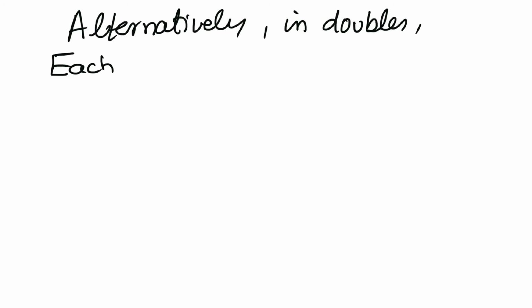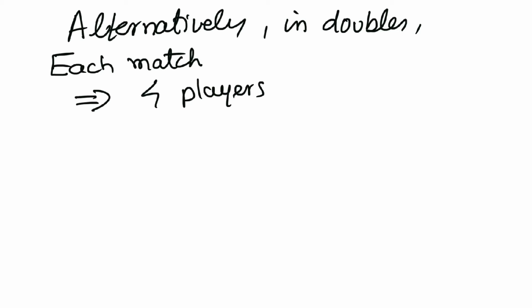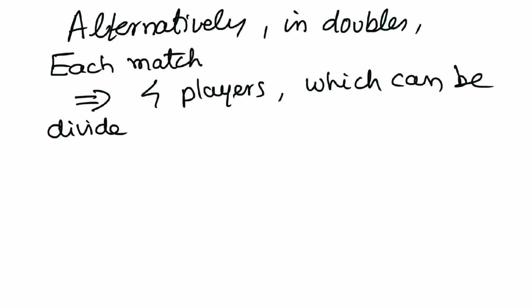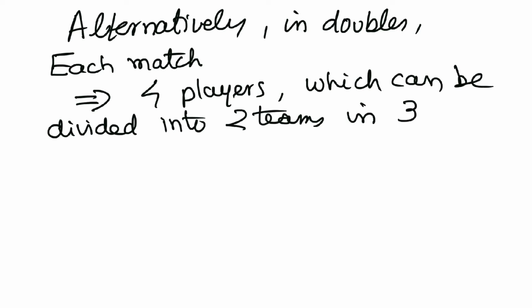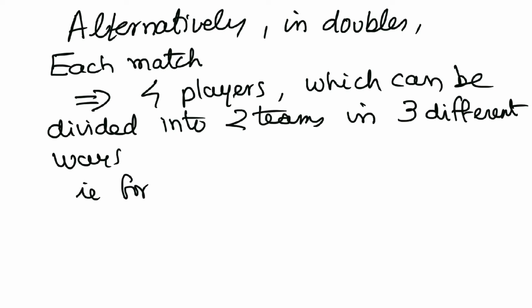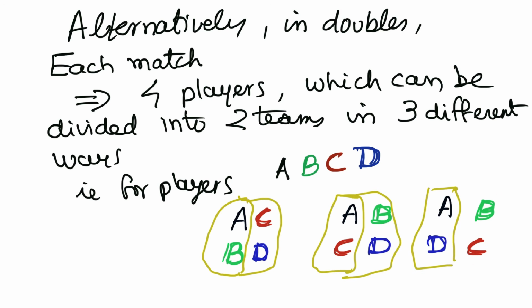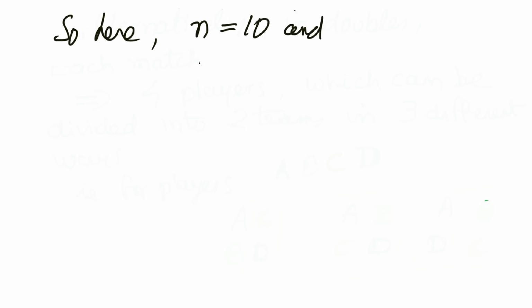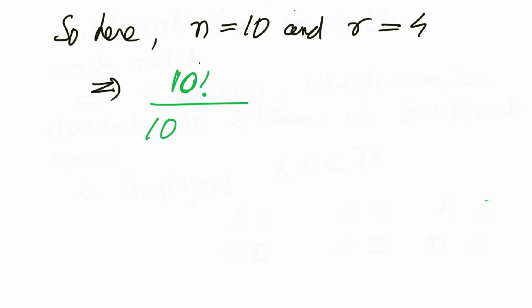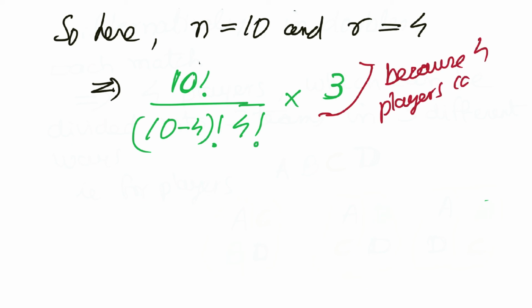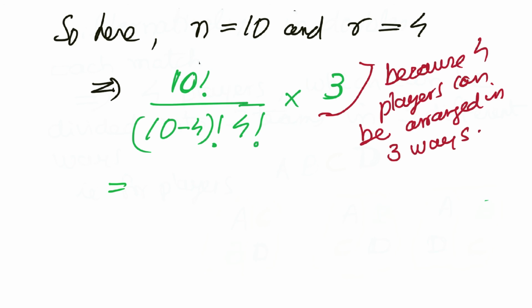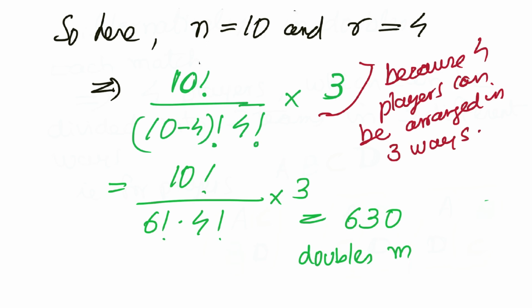We can once again calculate the whole thing directly, because these 4 players in a single game can be divided into 2 teams in 3 different ways. I mean, if players A, B, C, D, we can see that they can be divided into 3 patterns. So it will be 10 factorial by 10 minus 4 factorial times 1 by 4 factorial times 3, because we are arranging in 3 ways, so it will be 630.